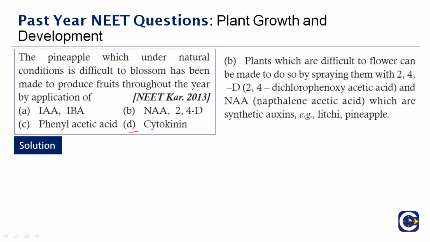So if you find you have a lot of transformations made in gene transfer, then you have genomic plants, you have a lot of advancements made in that. So here, in order to get the fruits throughout the year, you use these two things. What are they? Naphthalene acetic acid and dichlorophenoxyacetic acid, which are synthetic auxins. They are actually not natural auxins. Okay, for example, where are these auxins especially used? Lychee and pineapple. Therefore, the correct answer to this question is option B.